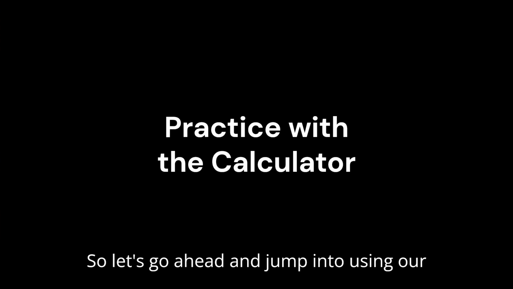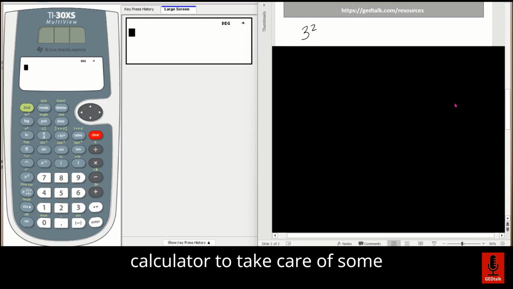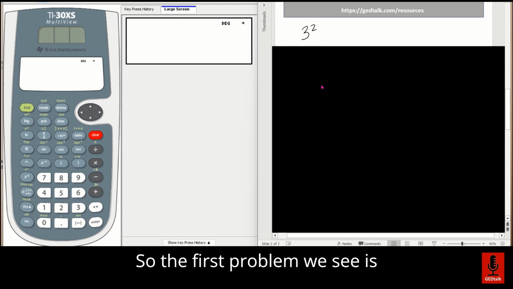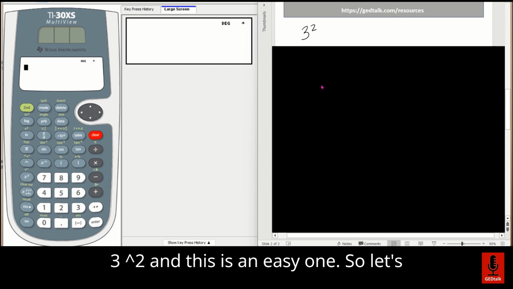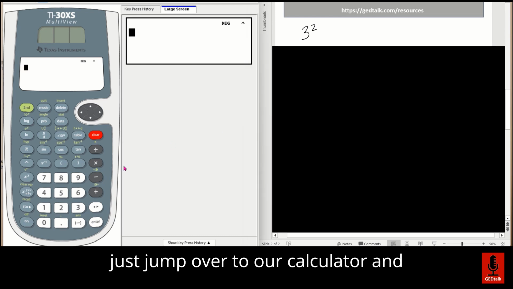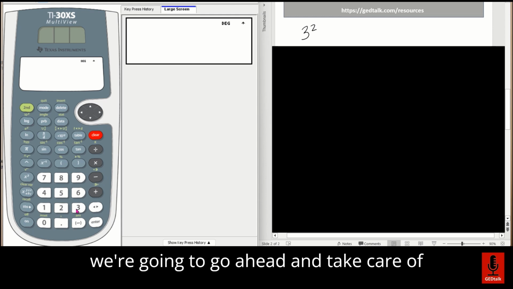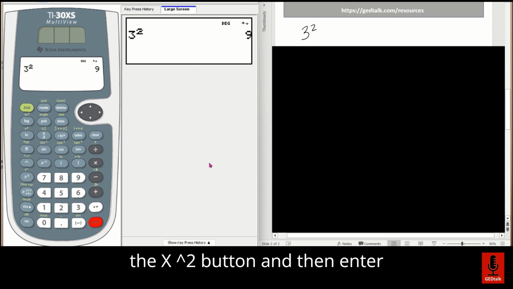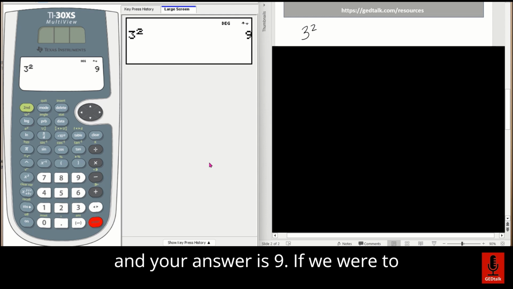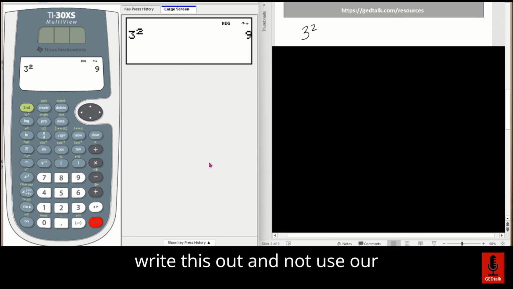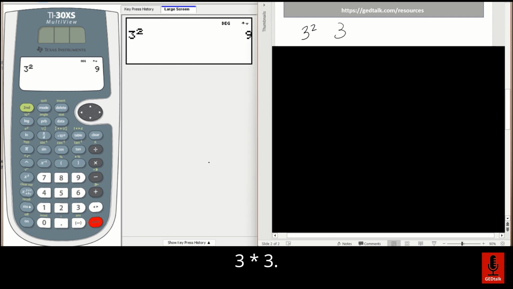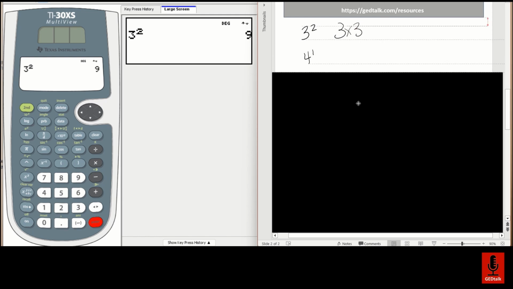So let's go ahead and jump into using our calculator to take care of some of these problems. The first problem we see is 3 squared, and this is an easy one, so let's just jump over to our calculator and we're going to take care of this by clicking on the 3 and then the x squared button and then enter, and your answer is 9. If we were to write this out and not use our calculator, what we would write out is 3 times 3.